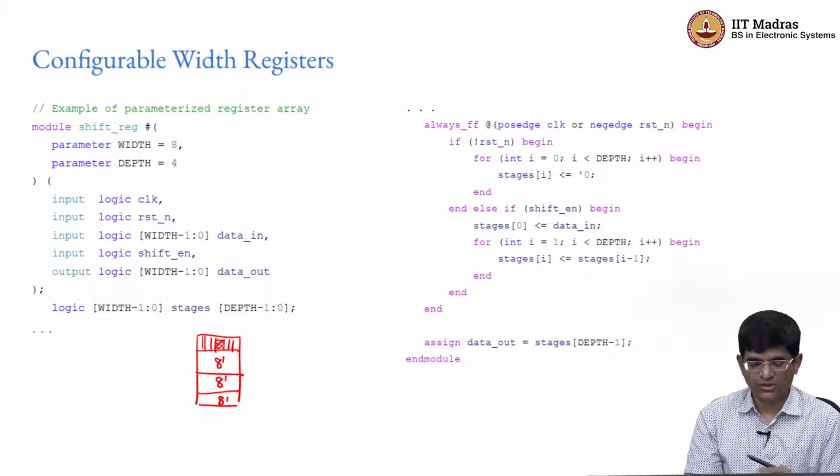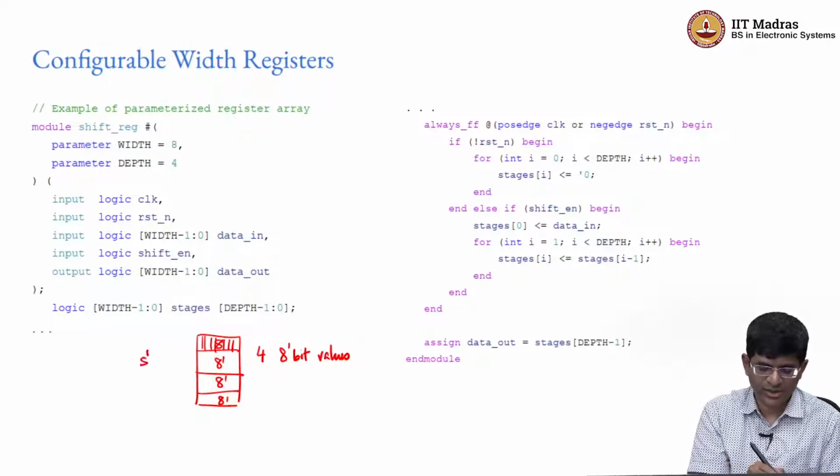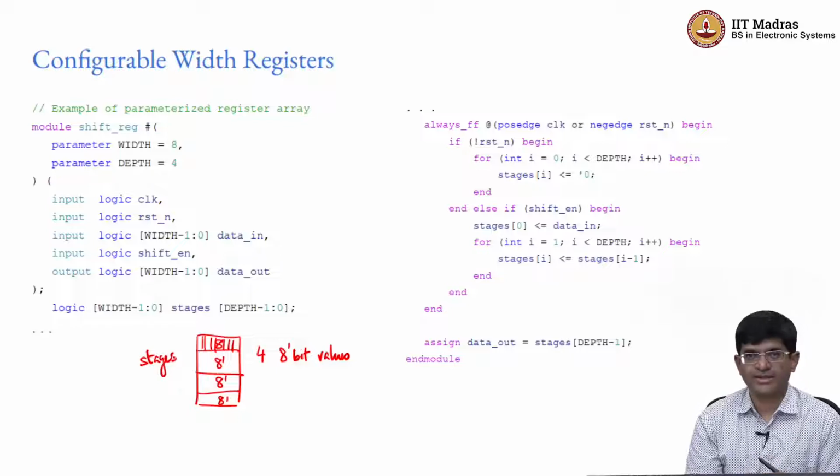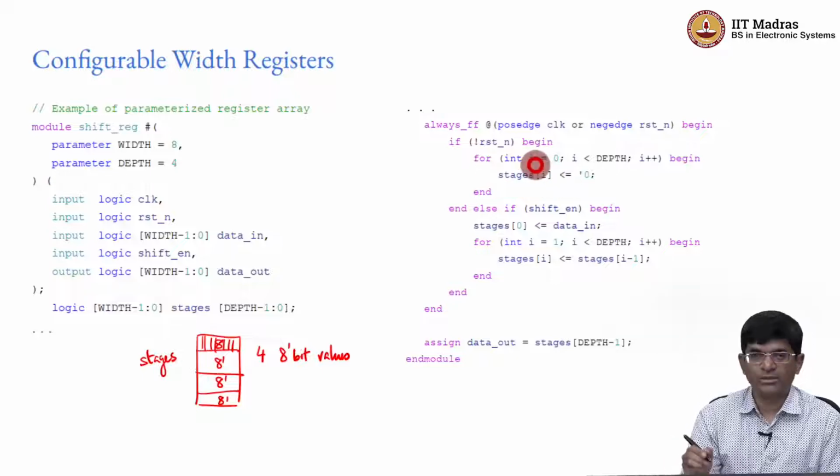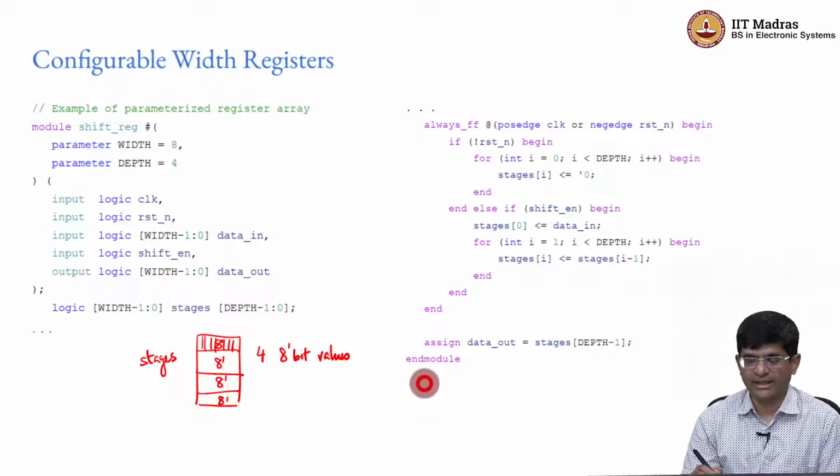Right. So, we have a combination of basically 4 8-bit values, and this is essentially the variable that I am calling stages. Now, the interesting thing is, as we can see on the right hand side over here, stages of I can be used to refer to the ith element within that. Now, let us look at this code in a little bit more detail.